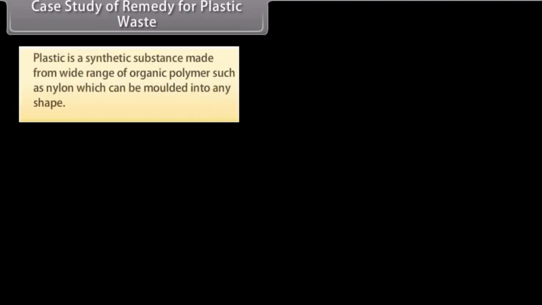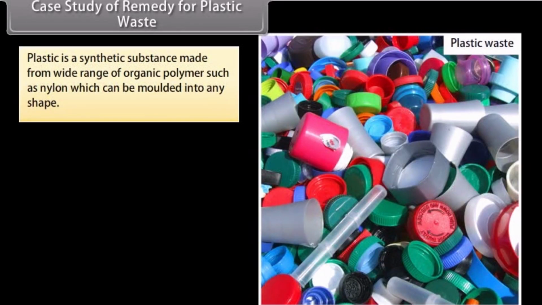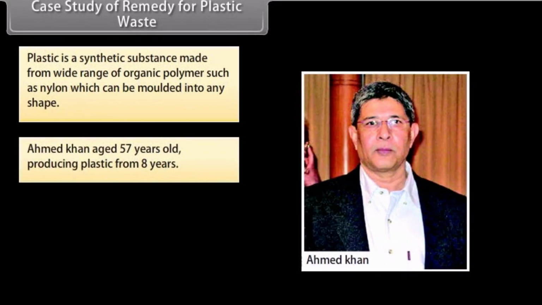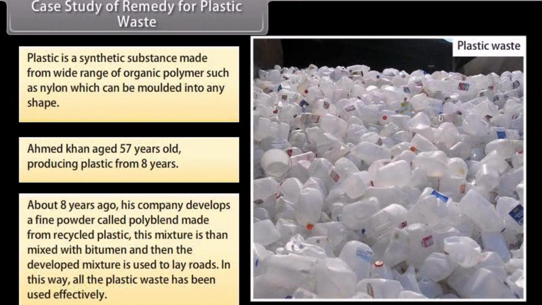Case study of remedy for plastic waste. Plastic is a synthetic substance made from a wide range of organic polymer, such as nylon, which can be molded into any shape. Ahmed Khan, aged 57 years old, producing plastic from 8 years. About 8 years ago, his company develops a fine powder called polyblend made from recycled plastic. This mixture is then mixed with bitumen and then the developed mixture is used to lay roads. In this way, all the plastic waste has been used effectively.